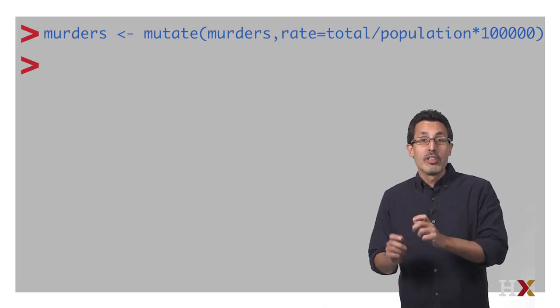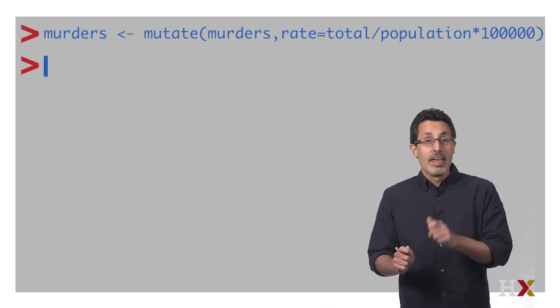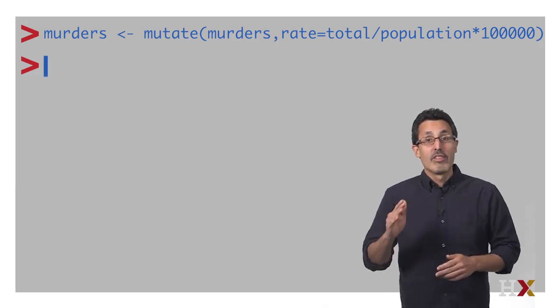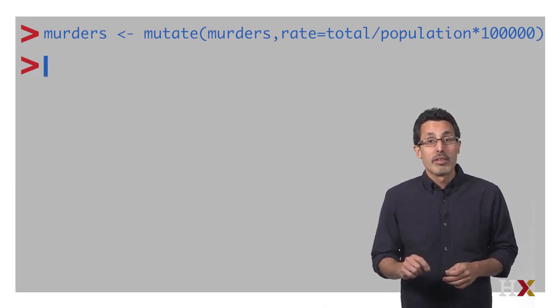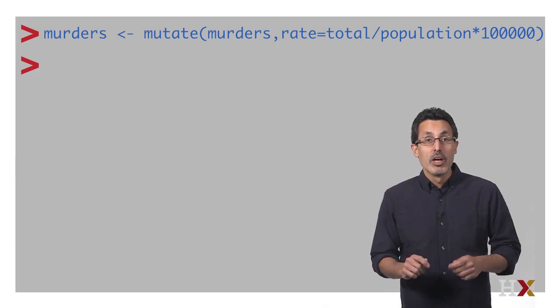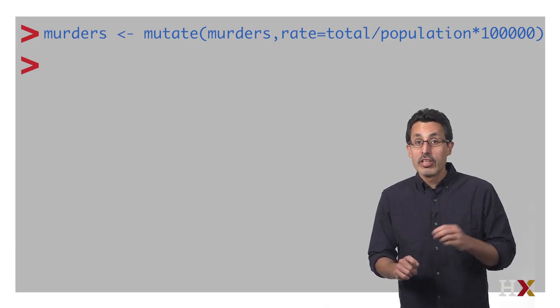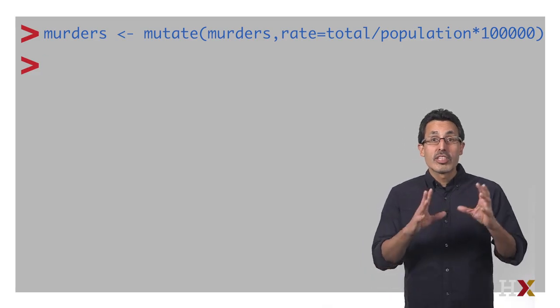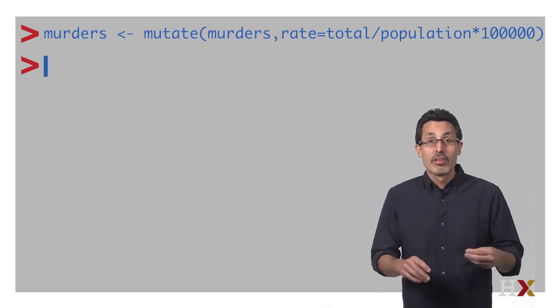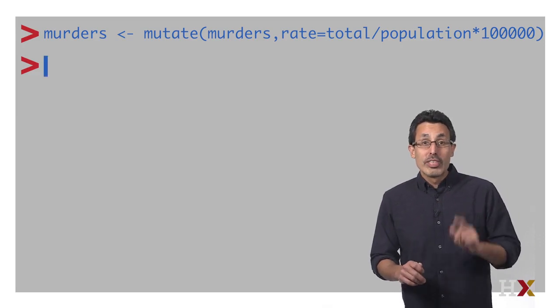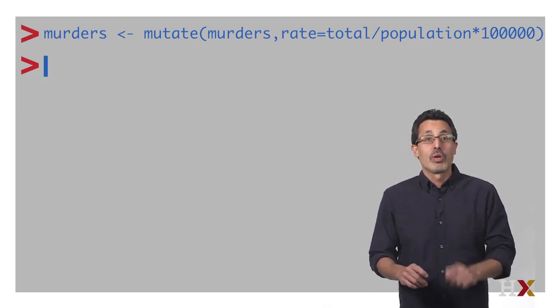And then we define a new column called rate, and that column is going to be the total divided by the population multiplied by 100,000. Note that in this call, we use total and population. These are not defined in the workspace. What is happening here is that the mutate function knows to look for these variables in the murders data frame rather than in the workspace. This makes the call much cleaner because we don't have to keep writing murders over and over again. So the intuitive line of code above does exactly what we want.